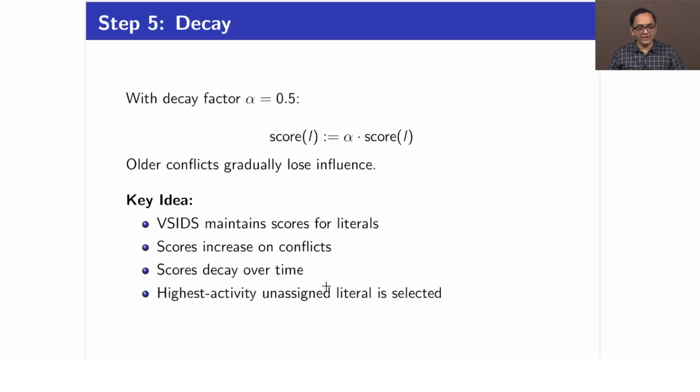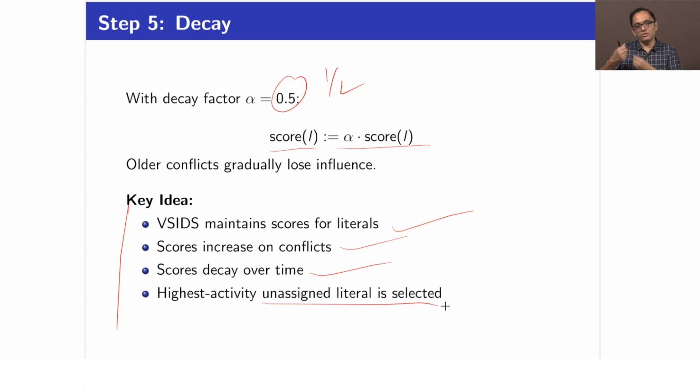And say I want to decay by a factor of 0.5, or 1 by 2, right, divide by 2. So, what will happen? Whatever the current score, I will decay by half, right. This is how I will do it. Okay. This is just to make sure that the older clause importance gets reduced over time, right. So, this is the summary that I have already discussed: it maintains a score for each literal, the score increases on conflict, the score decays over time, and the highest activity unassigned literal is selected. The particular literal that has the highest activity score but is unassigned, that value will be selected by the decide function.